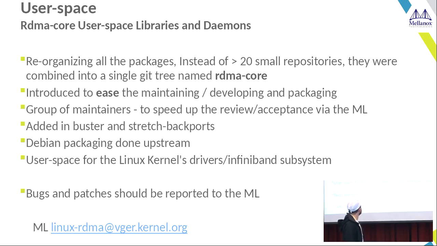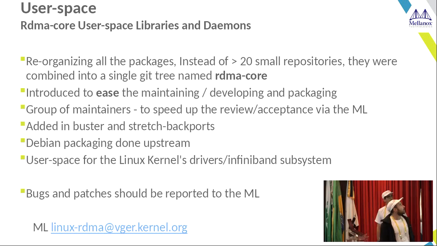There's a group of maintainers to speed up the acceptance and the review via the same mailing list for user space and kernel space. This is the mailing list. If someone would like to report bugs or post some new features, you are welcome. And the Debian packaging is done on the same Git repository upstream.